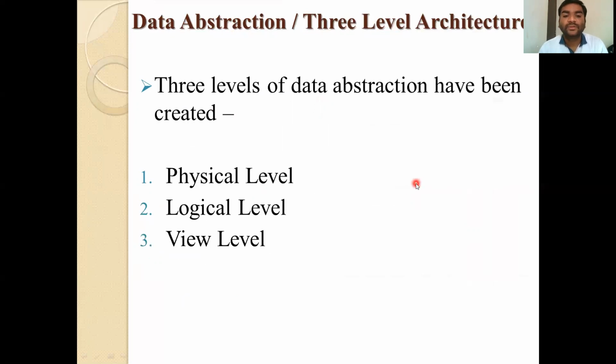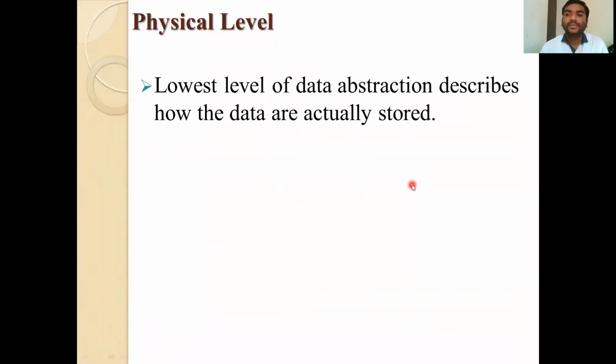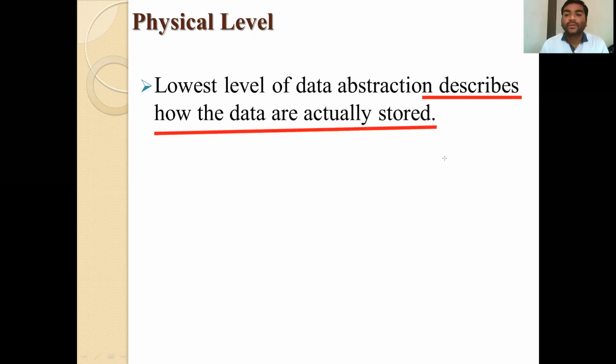Now we will discuss the physical level. What are the functions of the physical level? It is the lowest level of data abstraction that describes how the data is actually stored. What is the function of the physical level? As you can see in this diagram, it is the lowest level of data abstraction that describes how the data is actually stored in your database. So that is the function of the physical level.